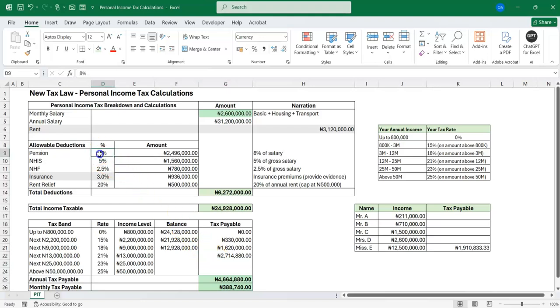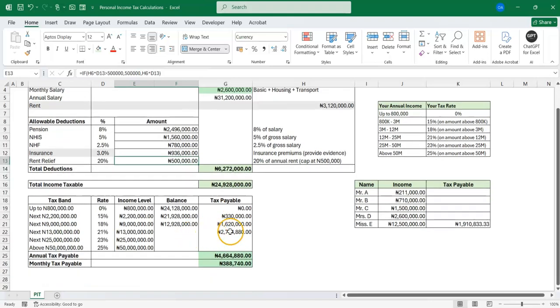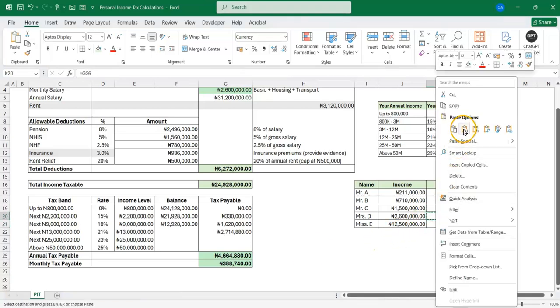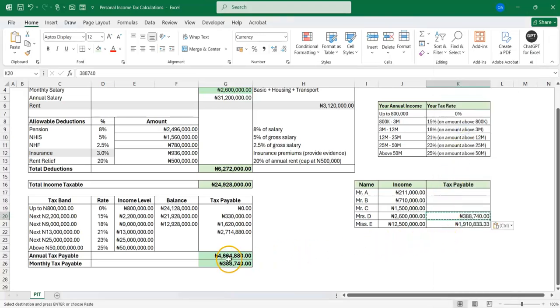But if your organization does not subscribe to all of this, you can just put 0000 and it will still automatically calculate. So Mrs. D, her monthly tax liability will be this amount. So I will just reference that, go here, and then we have that. So I'll just copy and paste as values because I'm going to change. Yeah, so we have that.